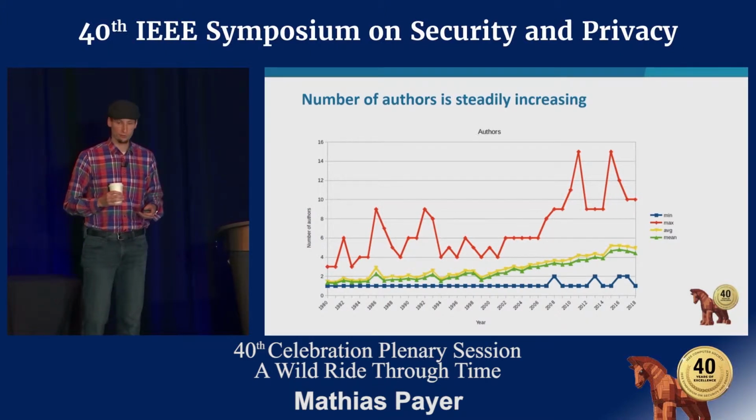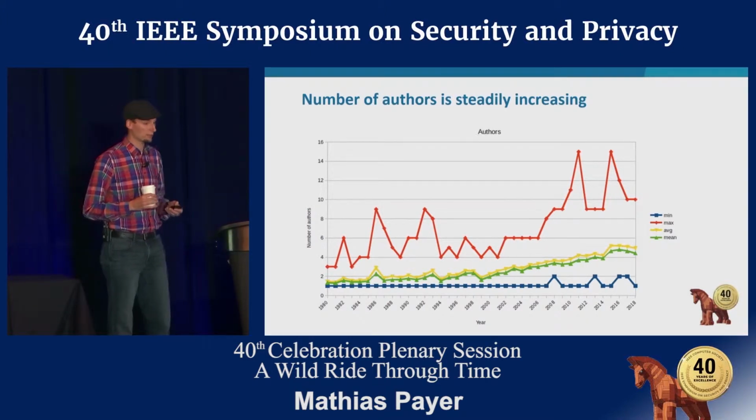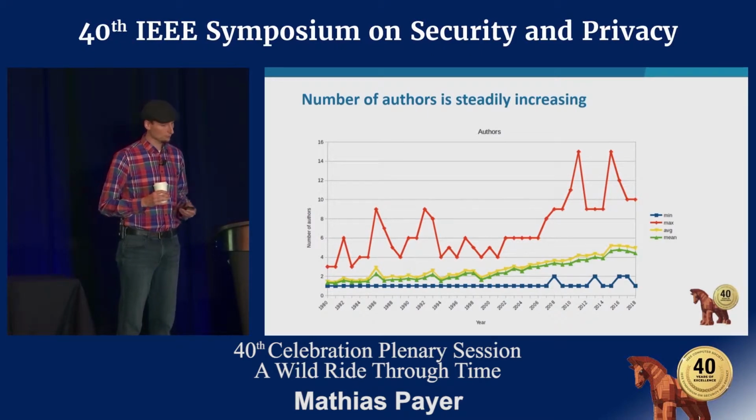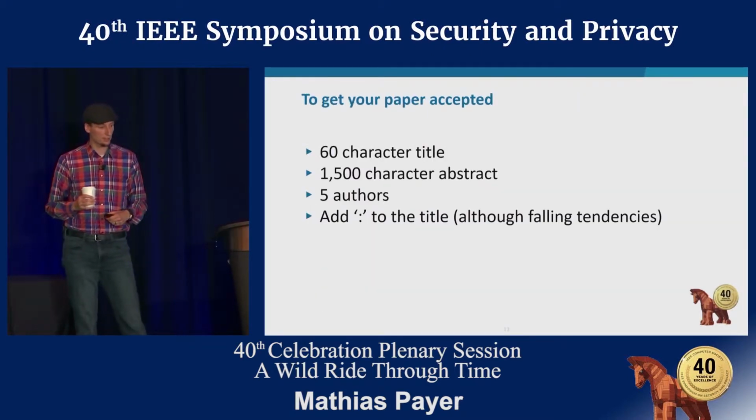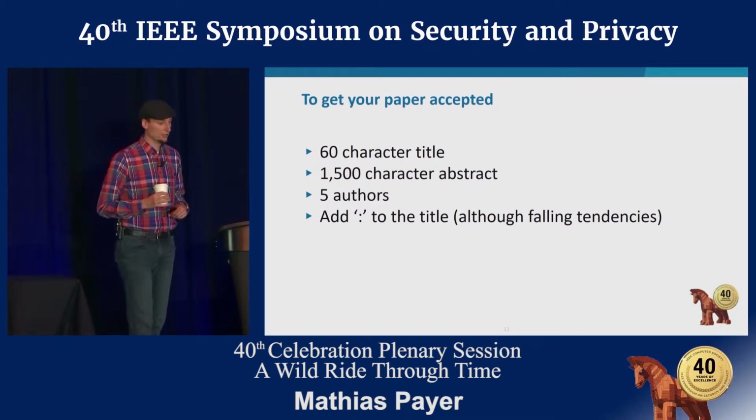So looking at these kind of simple statistics, what do you need to do to get your paper accepted? Well, make it a 60-character title. That seems to be a good bet. 1,500 characters abstract.